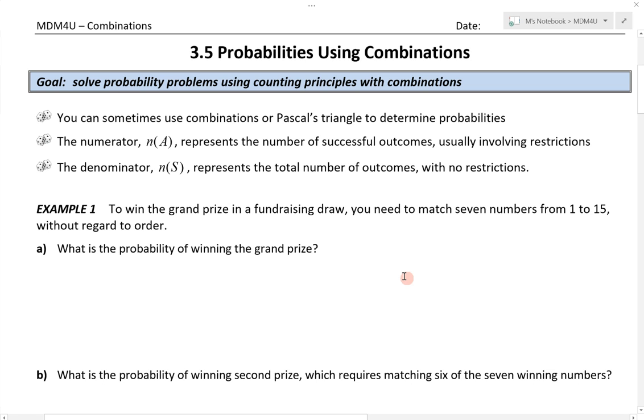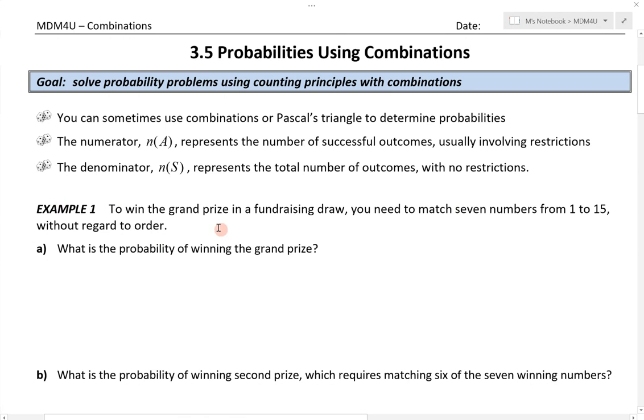So in this video, I'm going to take what we have learned about probabilities and what we've learned about counting using combinations and combine them to help us solve some probability problems. And just as a reminder, when we solve for any probability, we're usually taking the number of successful outcomes, which expresses n of A, and dividing it by the total number of outcomes, which is n of S. So let's look at a few examples, starting with example 1.